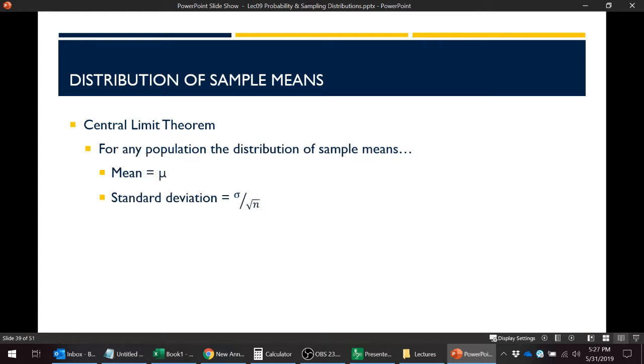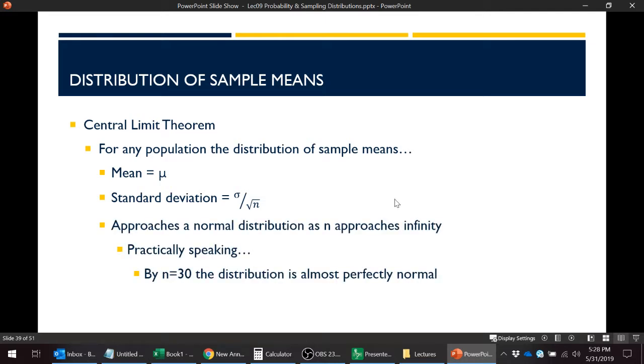Now, the first of these properties we already know. The mean of the distribution of sample means is always going to be equal to the population mean. Now, we know that the variability of the distribution of sample means is less than that of the population. But specifically, the standard deviation of the distribution of sample means is equal to the standard deviation of the population divided by the square root of the sample size used to create the distribution.